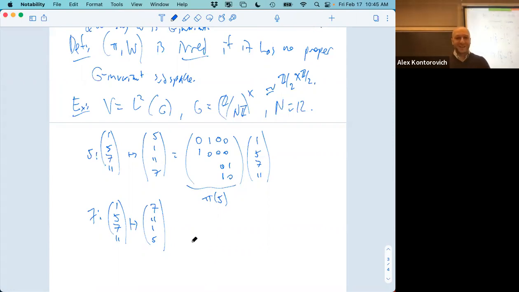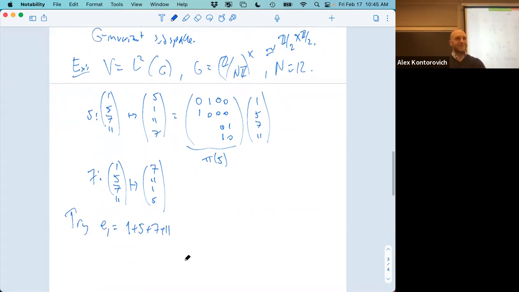Sum all of them. Yeah, let's sum all of them. Let's call this E1, which is 1 plus 5 plus 7 plus 11. Should I write indicator of 1? By this, I mean the indicator of 1 plus the indicator of 5 plus the indicator function of 7 plus the indicator function of 11. In other words, the vector of all 1s. This is the constant function. I take any element of the group and I return 1.